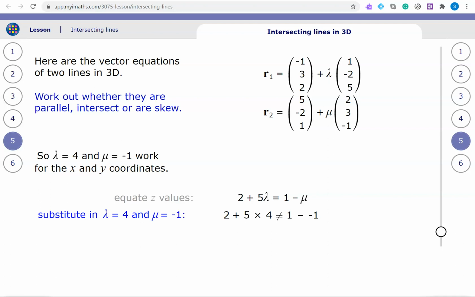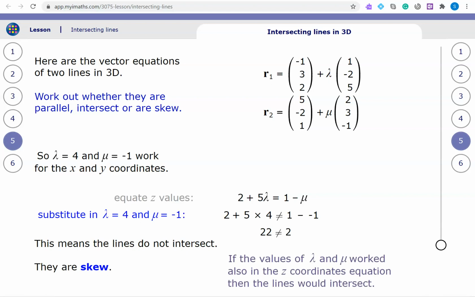And so those values of mu and lambda don't work for the final set of coordinates values. And so we can say that these lines do not intersect. In other words, they're skew.